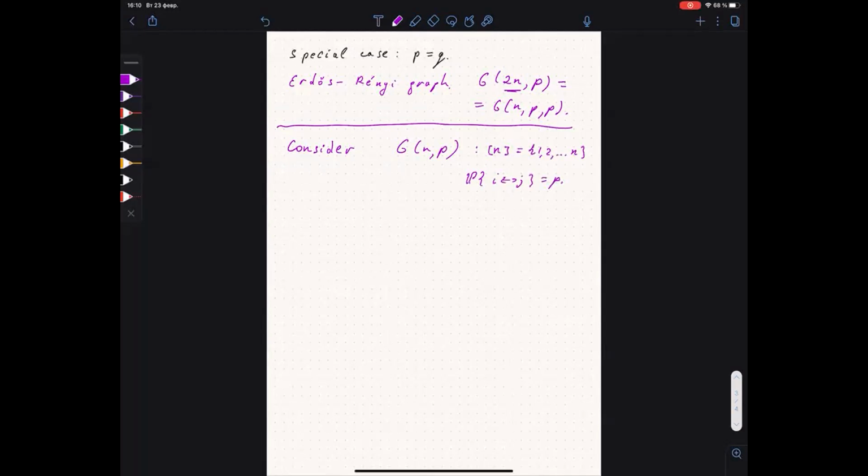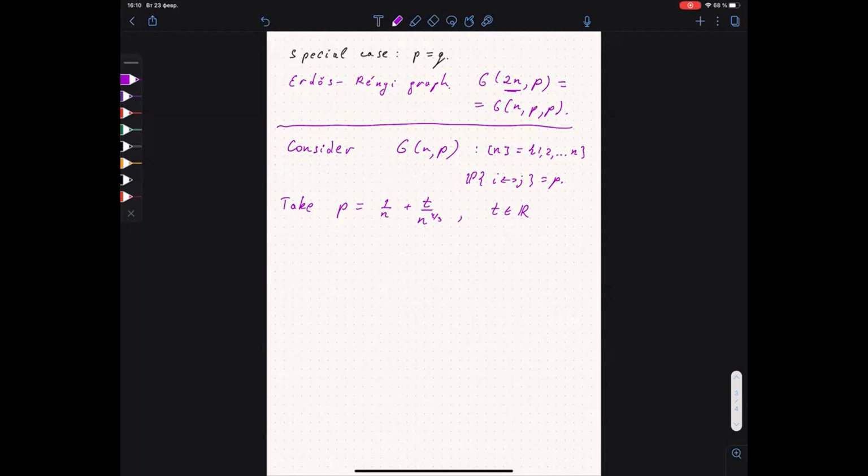Then if we take p, which is equal to 1 divided by n plus t divided by n^(4/3), for some fixed number t from R, and we take n so large that that probability is between 0 and 1.